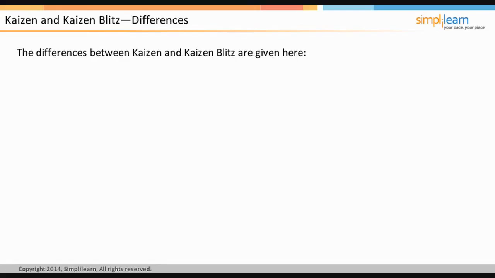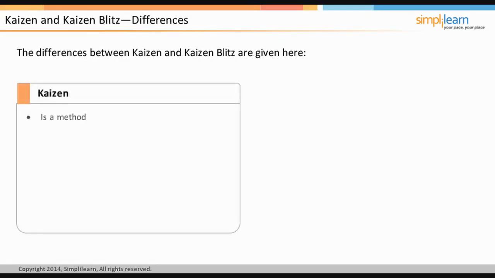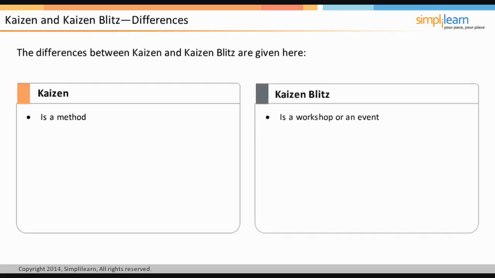The differences between Kaizen and Kaizen Blitz are: Kaizen is a method that brings continuous improvement in the organization, while Kaizen Blitz is a workshop or an event that brings in change. Kaizen brings in small incremental changes in the organization. There are no major changes made within the processes. Kaizen Blitz is applied when a rapid solution is required.